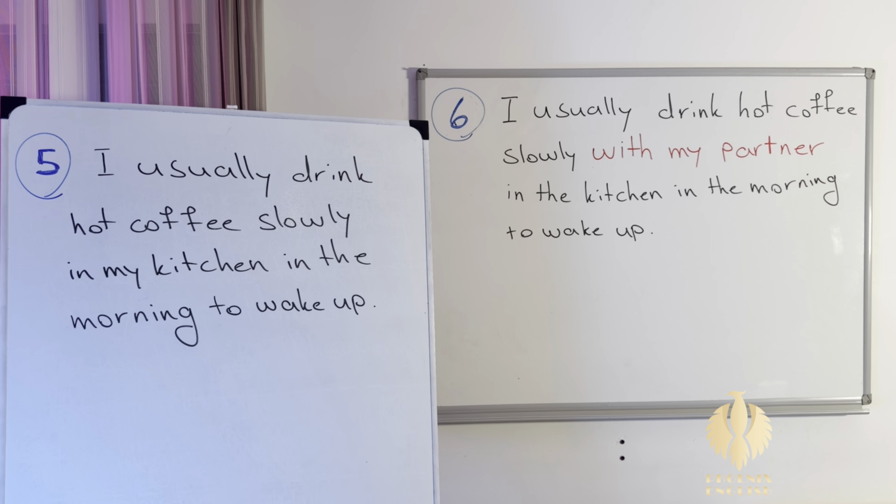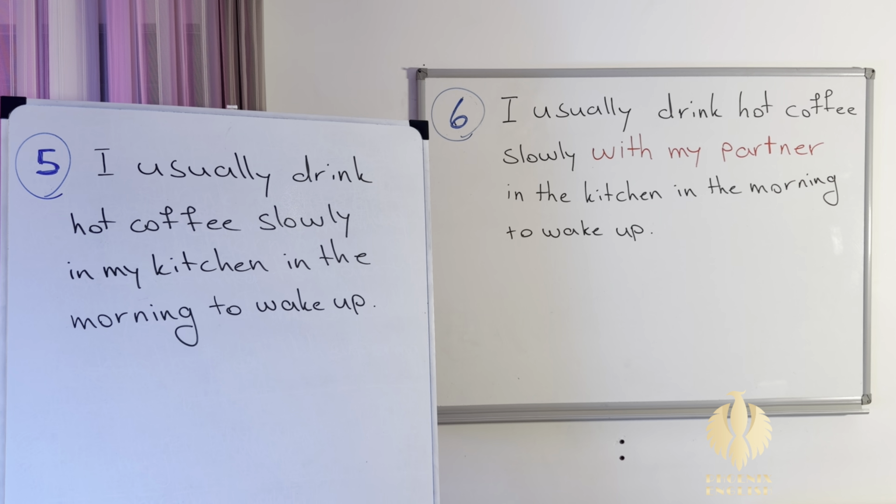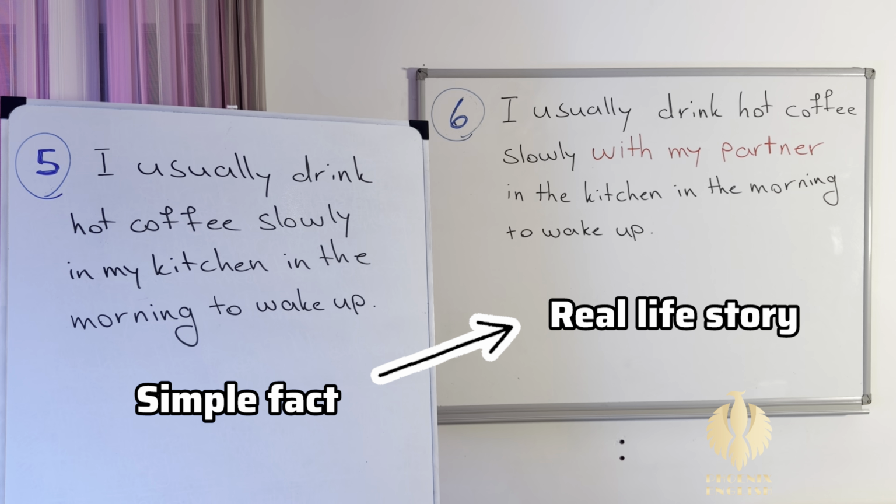Now, time for step 6, adding company. With whom? I usually drink hot coffee slowly with my partner in my kitchen in the morning to wake up. We make it personal by introducing a person, with my partner. This shifts the sentence from a simple fact to a real life story. It also adds the social element.